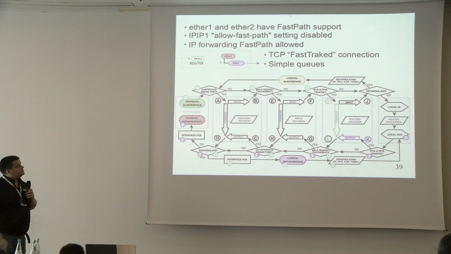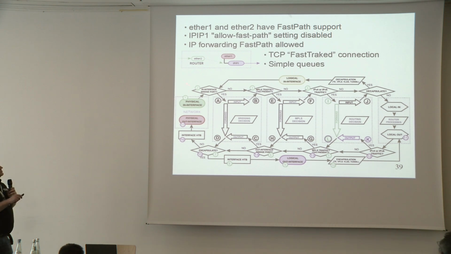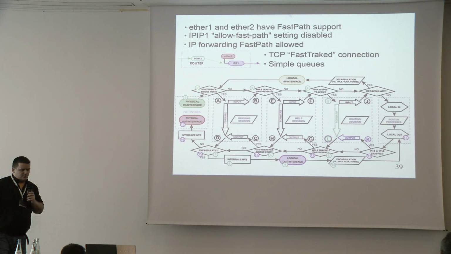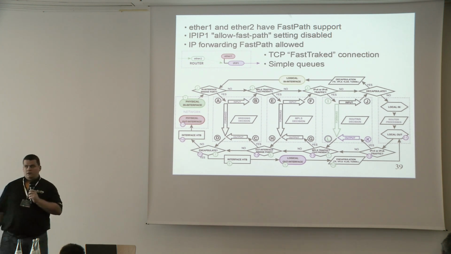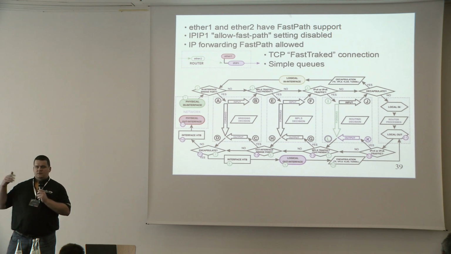Okay, task number 2. Exactly the same situation, same setup, but the packet travels back, so from ether2 and goes out from the IP-IP tunnel. Again, everything is enabled. This time we have a TCP fasttrack-connection, and we have simple queues. Who thinks that FastPath will work? Okay, who thinks that it will not work? So the correct answer: it will work.